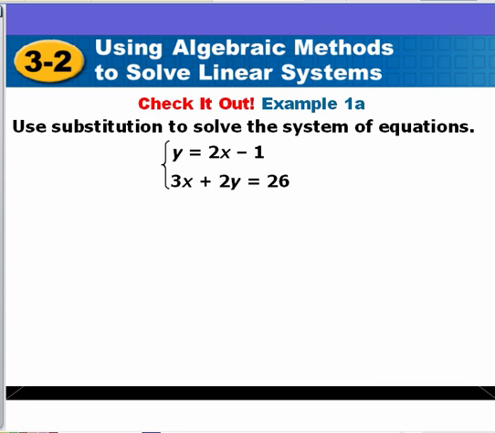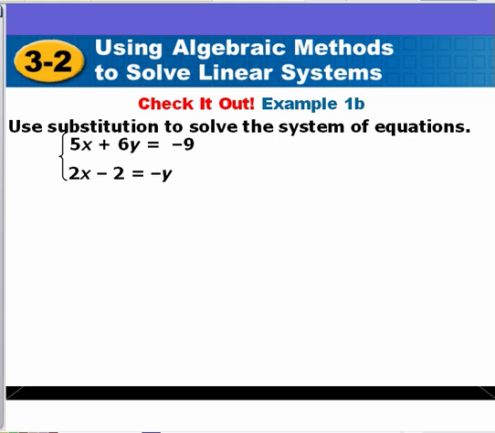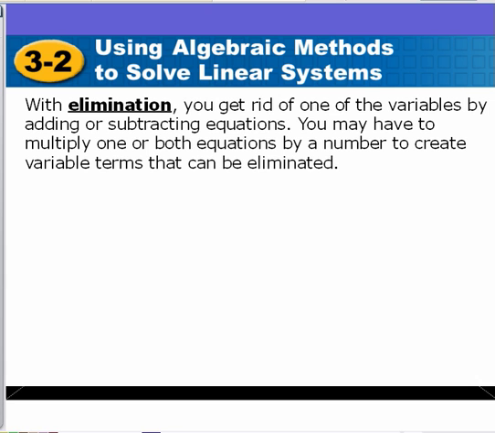All right, you're going to do this check it out problem and this one on substitution. And now we'll move on to elimination. So elimination, you get rid of one of the variables by adding or subtracting equations. So you may have to multiply one or both equations. What you want to get is the same number or same coefficient in front of one of the variables so you can eliminate it. So let's look at an example of that.